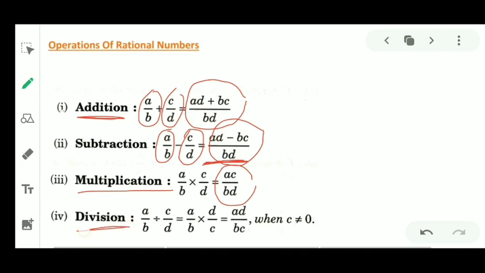Now division. A by B divided by C by D. So here you have to write A by B, then multiply by the reciprocal of the second number, that is C by D. The reciprocal of C by D is D by C. Then you have to multiply these two rational numbers. Then you will get AD by BC, which is also a rational number. So when a rational number is divided by any non-zero rational number, we always get a rational number.